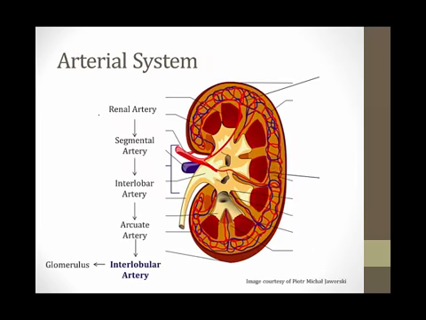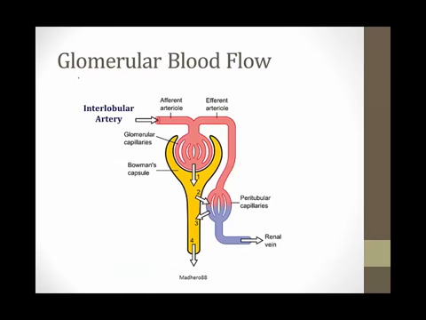Let's talk about the arterial system of blood that supplies the kidneys. The renal artery that we mentioned on the last slide comes off the aorta. It then branches progressively into a series of smaller vessels, first into the segmental arteries, then into the interlobar arteries, then into the arcuate arteries, and finally into vessels called interlobular arteries. And these are the vessels that supply blood to the glomeruli of the nephrons. The flow of blood into and out of the glomerular capillaries is very unusual, and it's very important that you understand this as a medical student.